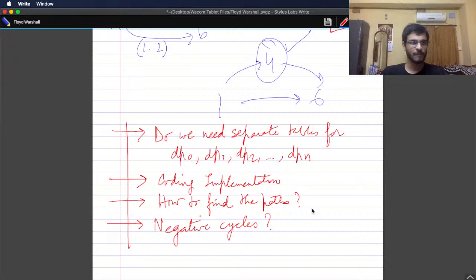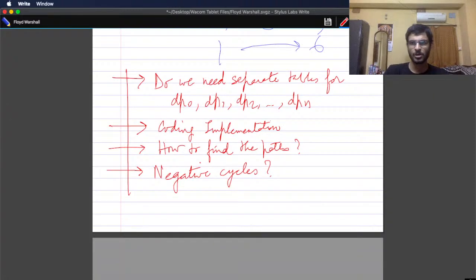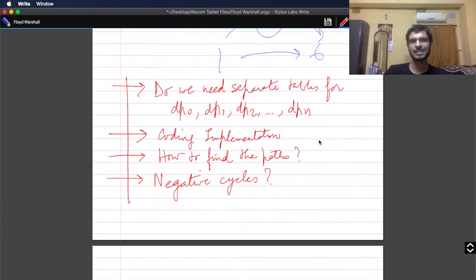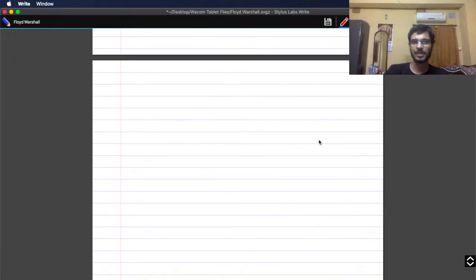Any questions if you have, you can ask me. Yes, let's come back. I'll start from the first one. Do we need separate tables for DP0, DP1, DP2? What different will we get? What will we get if we don't use the different DP tables? If we overwrite in the same table, what problem can arise?